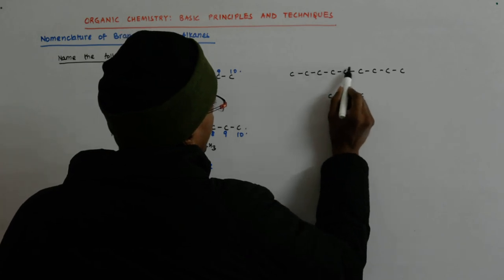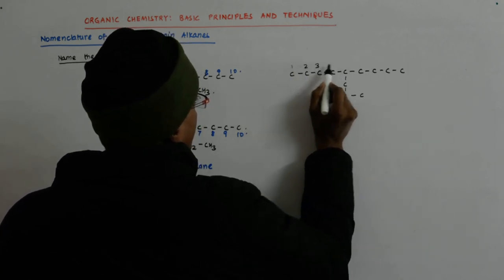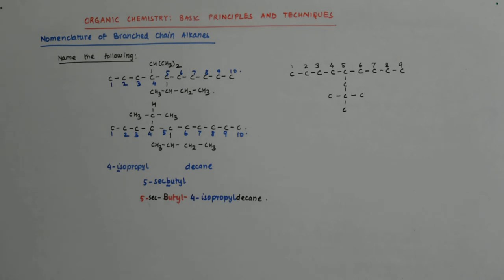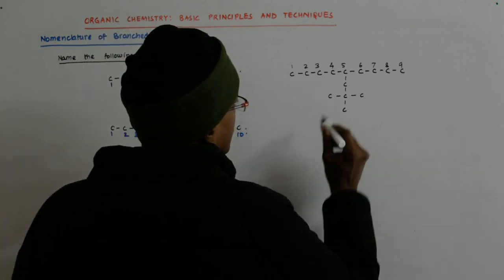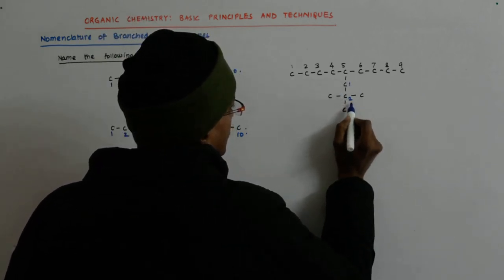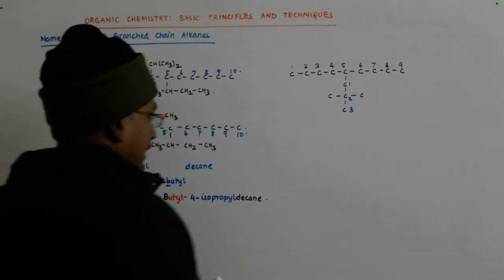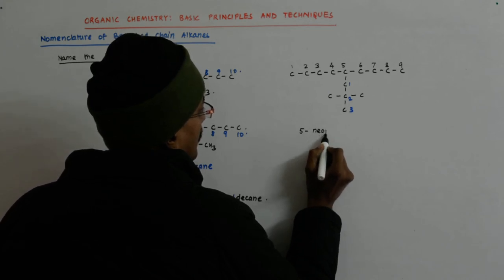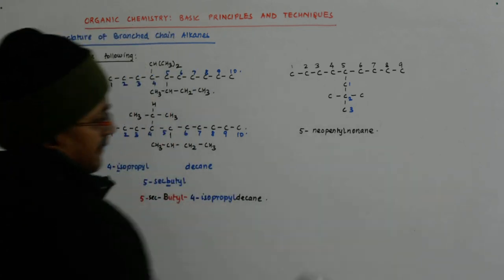So it is 1, 2, 3, 4, 5, 6, 7, 8, 9. 1, 2, 3, 4, 5. Either way, it is 5. Let it be this: 3, 4, 5, 6, 7, 8, 9. Okay? Is that okay? At 5, the numbering is like this. It's neopentyl. Neopentyl also, yes. So it's 5 neopentyl nonane.